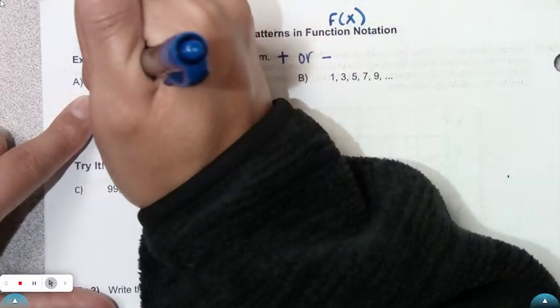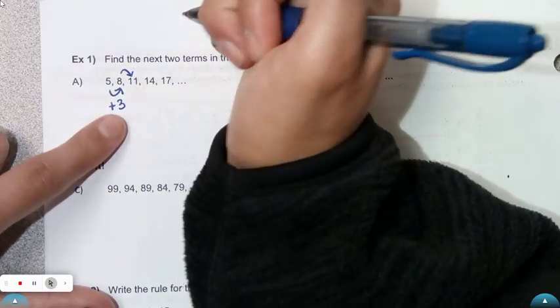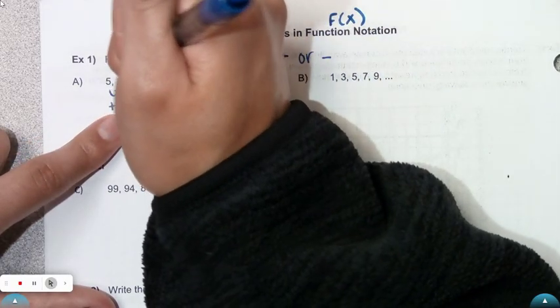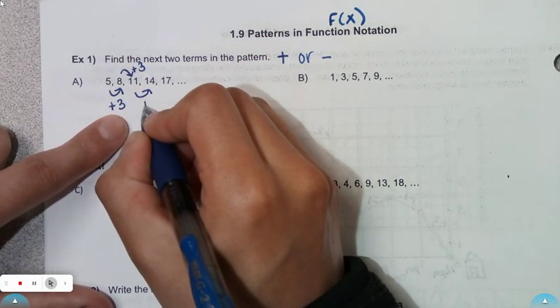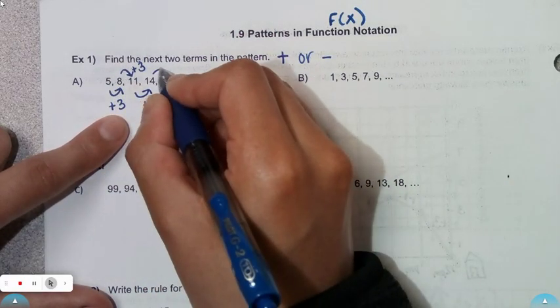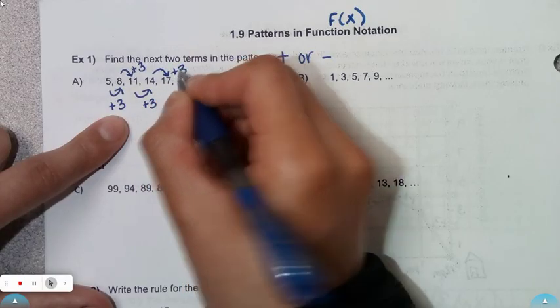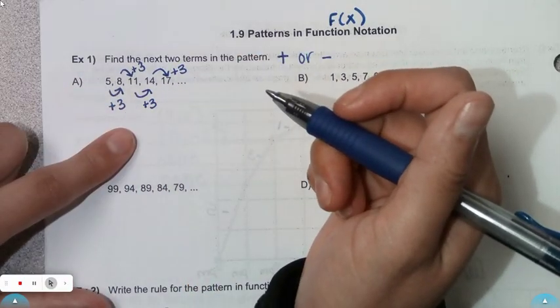To go from 8 to 11, I want to check to make sure I'm doing the same number. I'm still increasing by 3. From 11 to 14, it's still by 3. And 14 to 17, it's still by 3. So always double check because you never know.